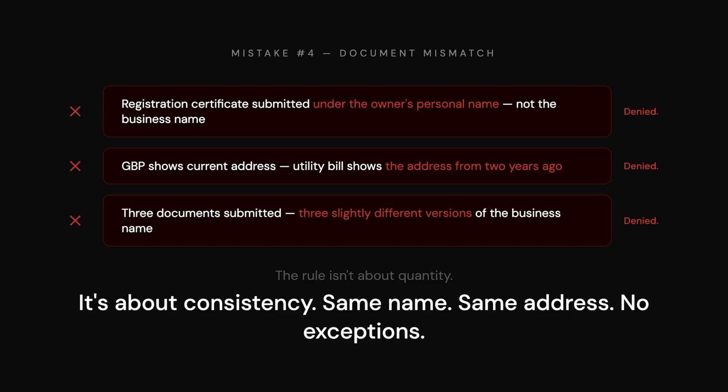A business submits their registration certificate, but it's under the owner's personal name, not the business name, it's denied. Or the GBP shows the current address, while the utility bill shows the address from 2 years ago, it's denied. Same if you submit 3 documents, each with a slightly different version of the business name, it will be denied too. So the rule is, it's not about the quantity of documents or proof you want to provide to Google, it's all about consistency. 2 perfectly matching documents will outperform 10 inconsistent ones every time.